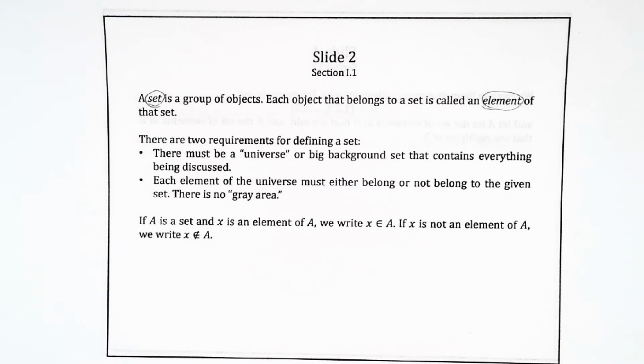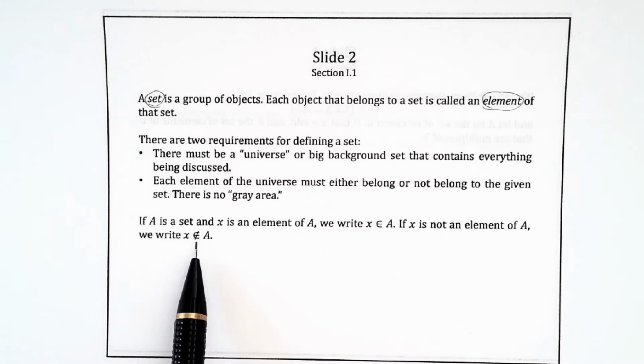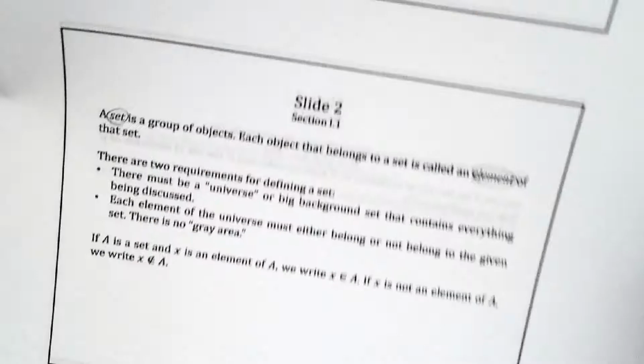If A is a set and X is an element of A, then we write X as an element of A using that funny looking symbol. It looks kind of like an E. If X is not an element of A, then we just write X as not an element of A by putting a slash through that symbol. Okay, so that's how we use the notation.